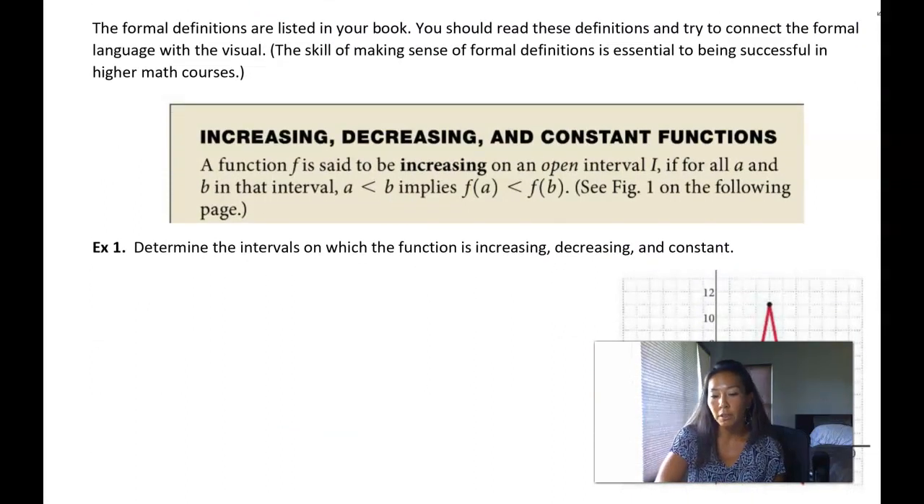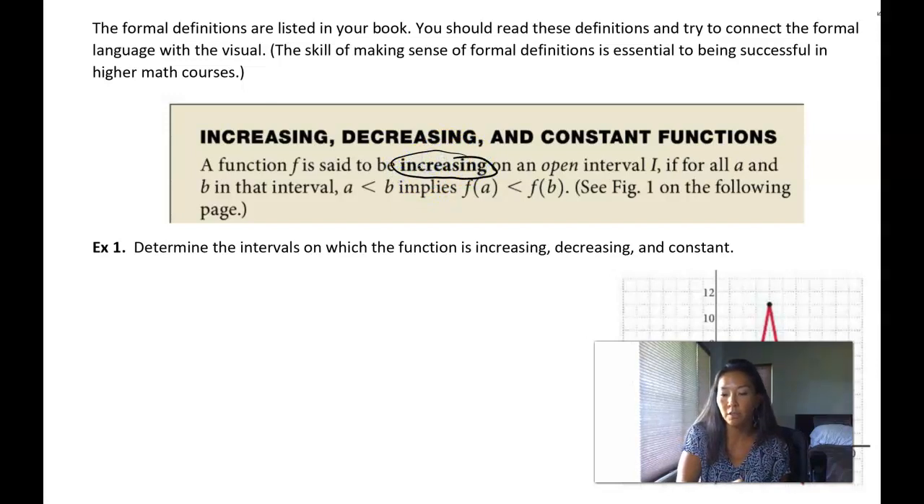Now, there are formal definitions in your book, and you have an ebook on MyMathLab. So if you want to take a look, it's in section 2.1. Okay. This is the formal definition for the increasing function. If it's increasing from a to b, where a is smaller than b, it implies that f of a is going to be smaller than f of b. Okay. So what does that look like?